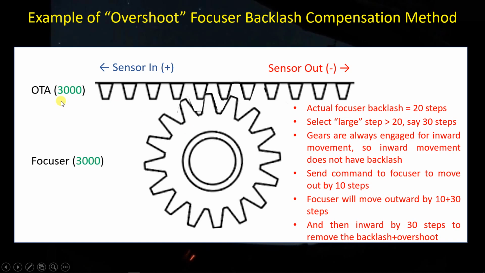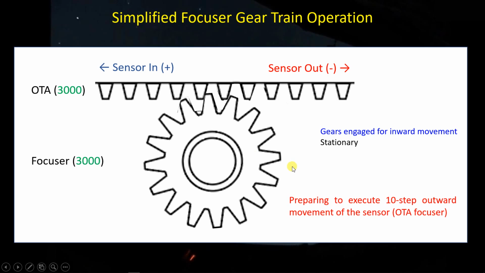Now, in this example, this rack schematic here represents the OTA, and just as a number, we'll call that it's at a position of 3,000. Likewise, the pinion represents the focuser. We'll call that a number of 3,000 just for the sake of simplicity. And as we go through this example, the pseudo animation, you'll see these numbers actually change. The numbers associated with the pinion are going to change more rapidly, more often than the numbers with the OTA, because once we start getting into the backlash zone, it's only the pinion that's moving, not the rack.